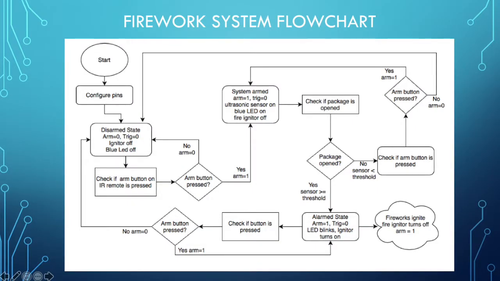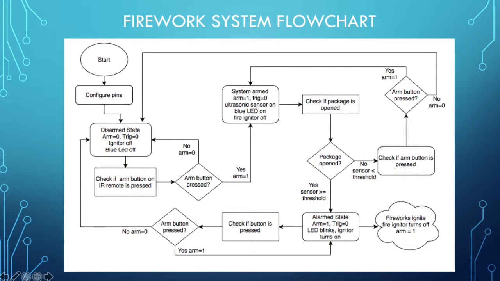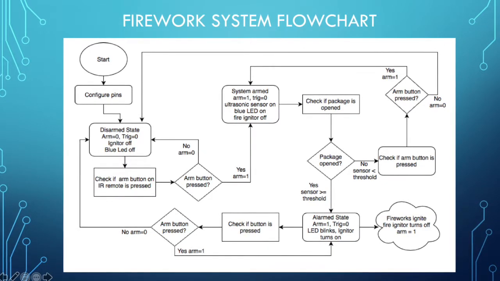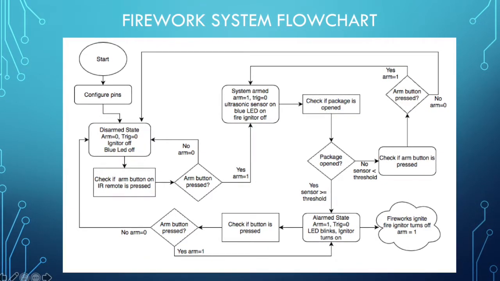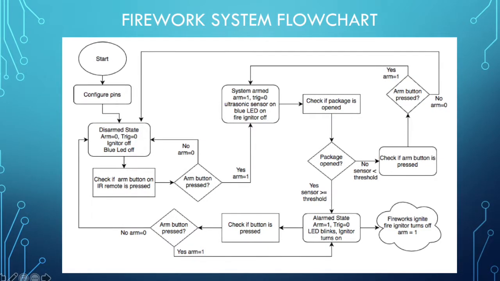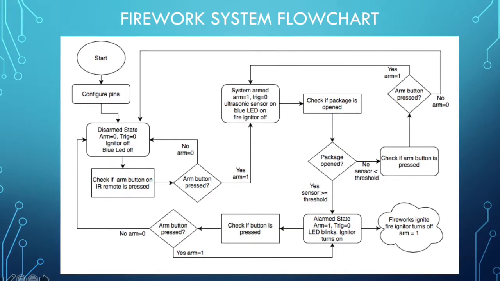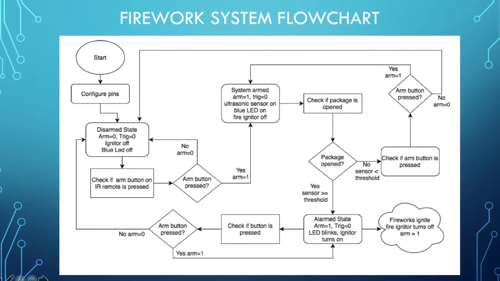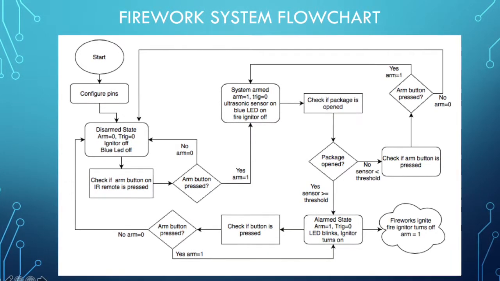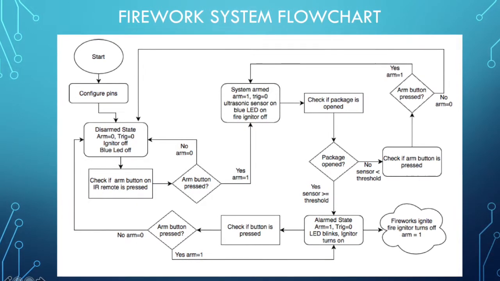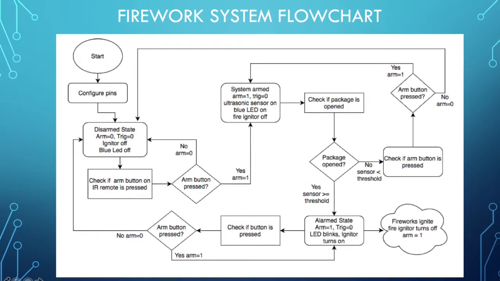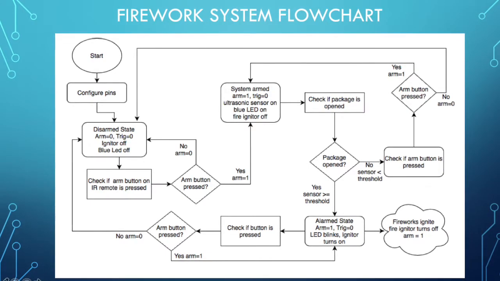My fireworks system flowchart is basically just the same thing as my code. When the system is in a disarmed state, arm equals 0 and trig equals 0 and everything's off, then you check if the button was pressed on the IR remote. And if it wasn't pressed, then it goes back to the disarmed state and basically stays in this little loop. And if it was pressed, then it goes to the next little box where the system's armed, so arm equals 1, and trig is still equal to 0.